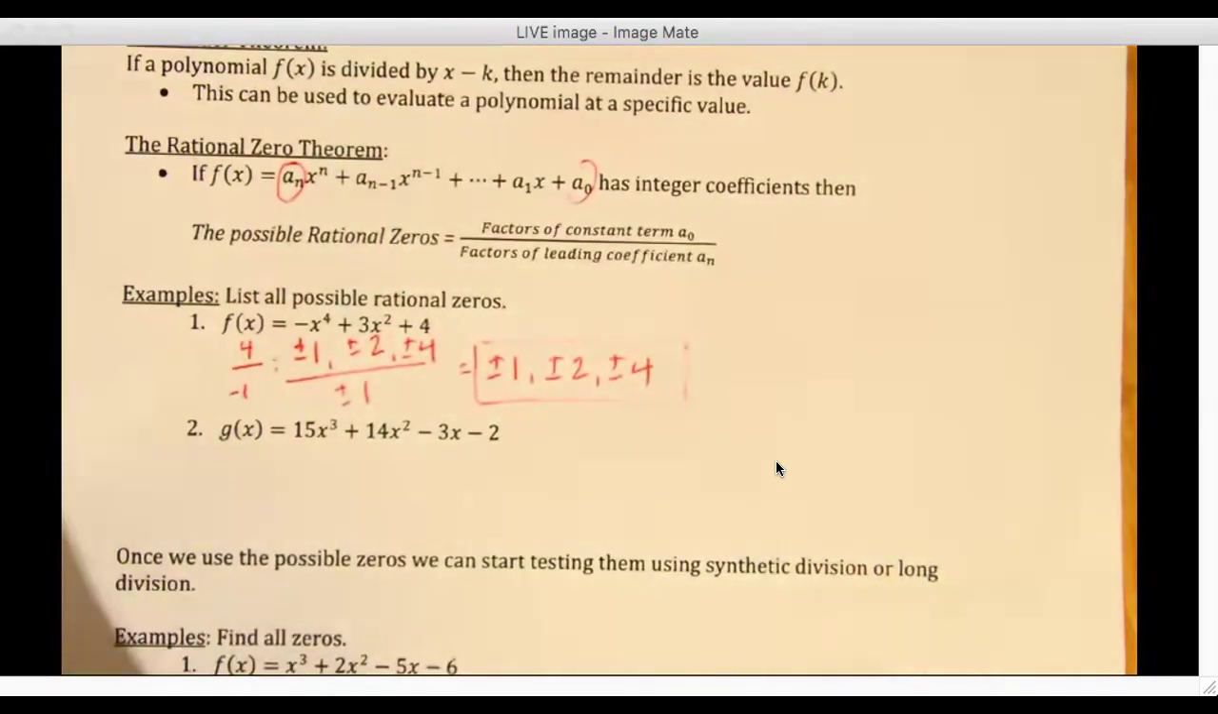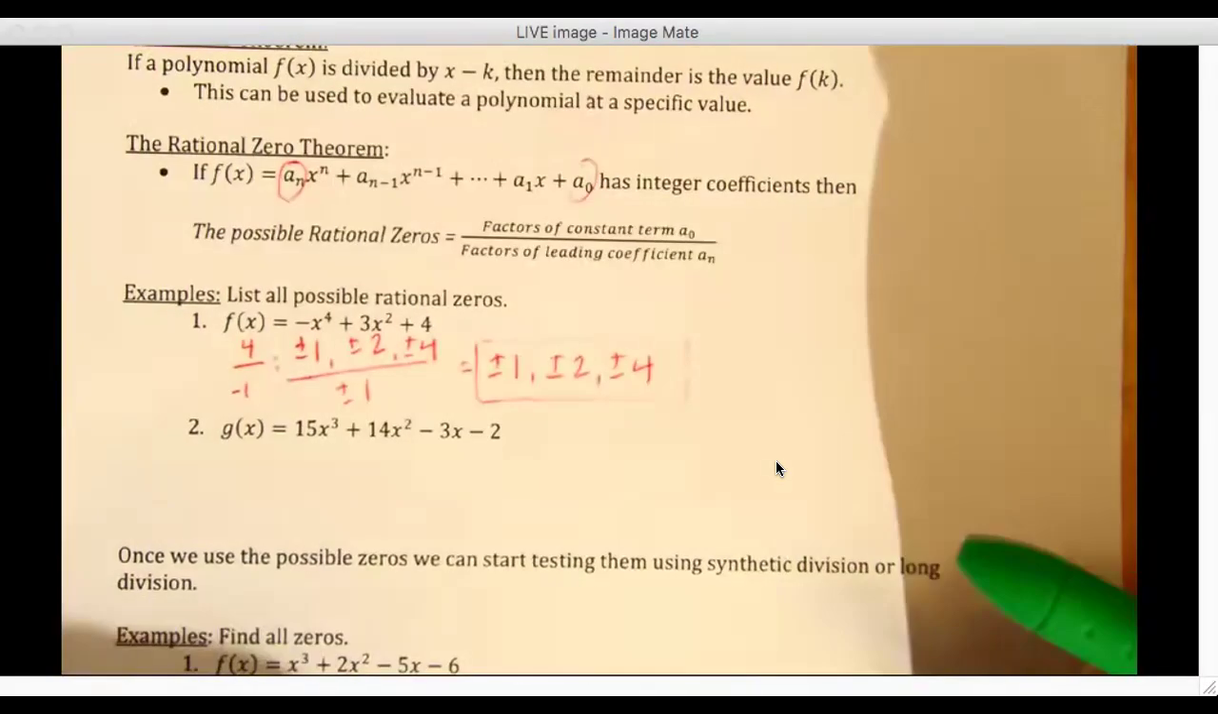So what we would do if this were a problem where we were asked to actually find all of the roots is we would plug these values into our function and see which ones equal 0.